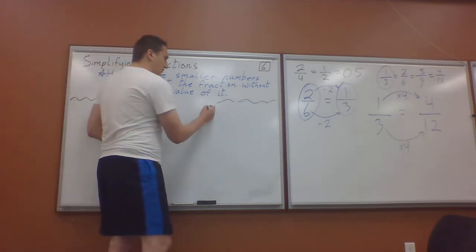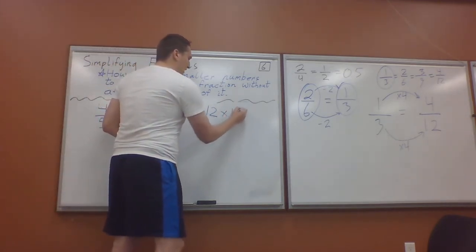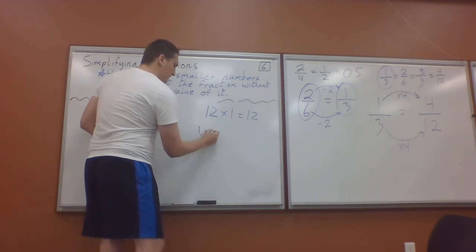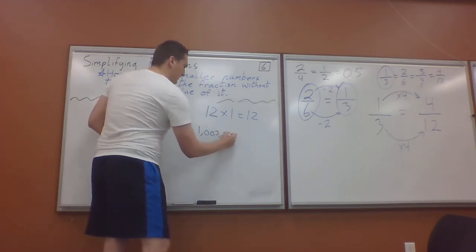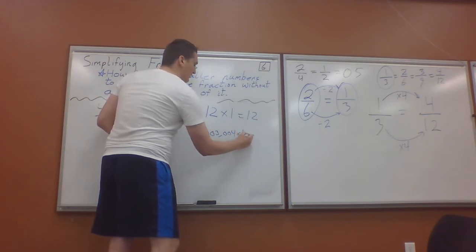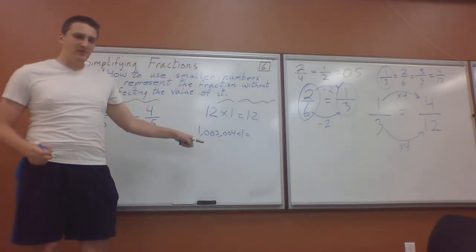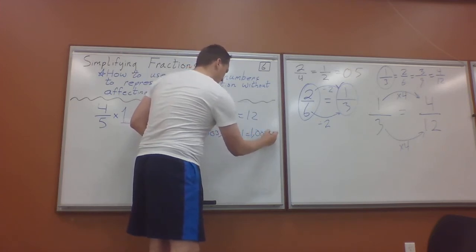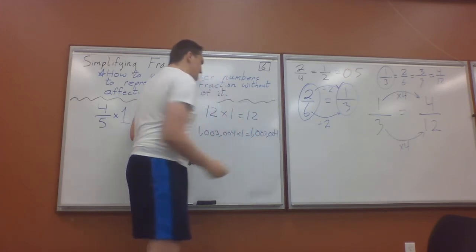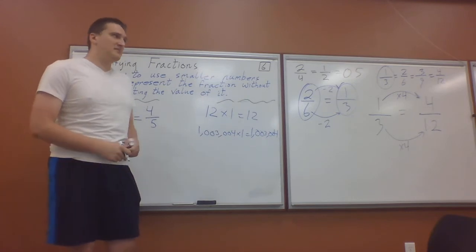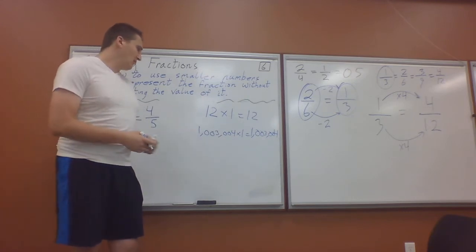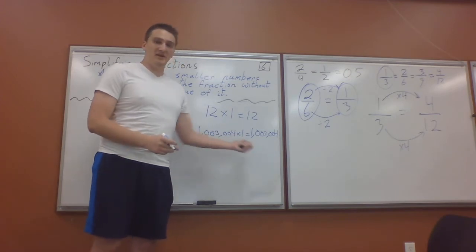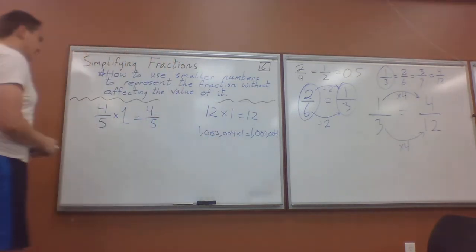Same thing if I were to go 12 times 1. I would get 12. If I were to go 1,003,004 times 1, I'm going to get back 1,003,004, because I'm just saying, what's one group of that? I'd much rather do that math than say, what is 1,003,004 groups of 1? Sure, that's why you can multiply in any order you want and get the same answer.